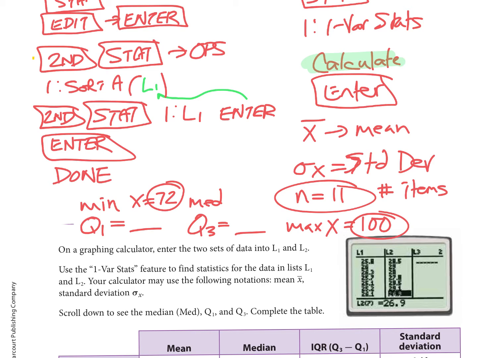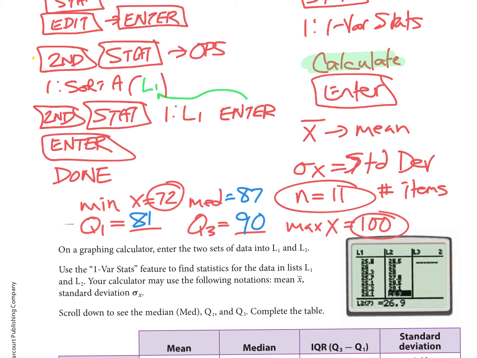Remember how to get your interquartile range. I'm going to go and write these values in as well. This was 81, and this one was 90. So the interquartile range would be the difference in those two. 90 minus 81 is 9. Okay, and for this particular problem, your median is 87. So those are the values here.